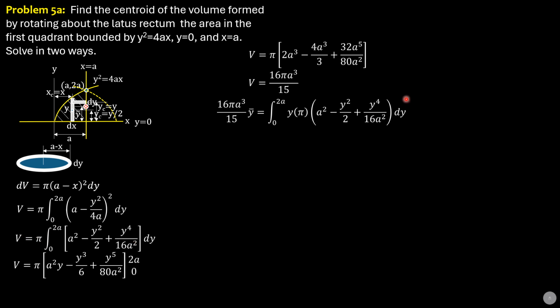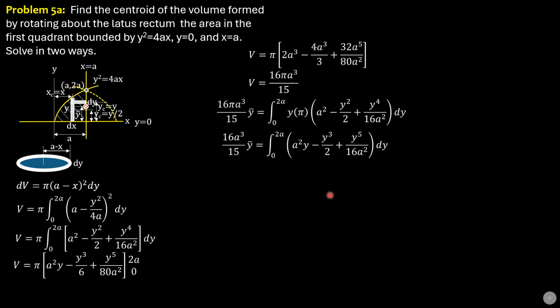So pi, that's pi there, then we copy everything here. So we can cancel pi and make this 16 a cube over 15. Then the integral, if we distribute first. So 16 a cube over 15 equals integral 0 to 2a of quantity a square y minus y cube over 2 plus y to the fifth over 16a square.